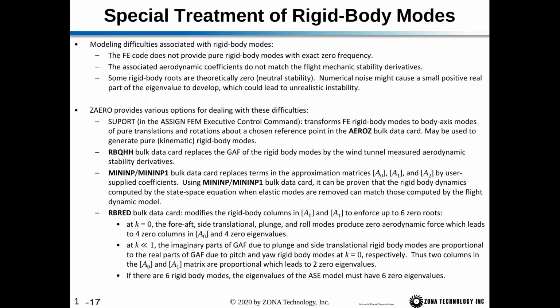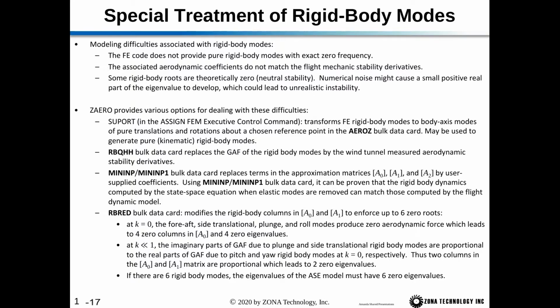Next, the RBQHH bulk data card replaces the GAFs of the rigid body modes by wind tunnel or CFD calculated aerodynamic stability derivatives. So this updates the GAFs. So this would affect your normal flutter solution in ZAERO. And then similarly to the RBQHH, we have the MINIMP and MINIMP1 bulk data cards. These replace the terms in the approximation matrices A0, A1, and A2 by user-supplied coefficients.